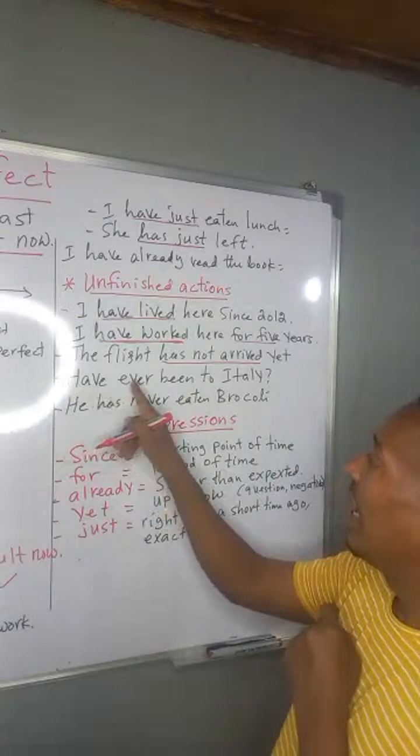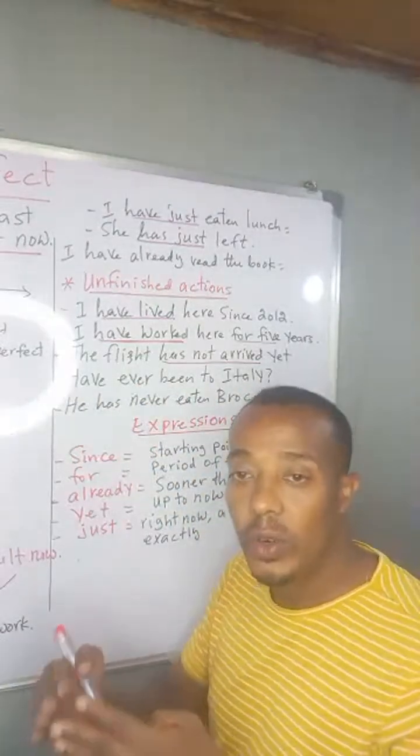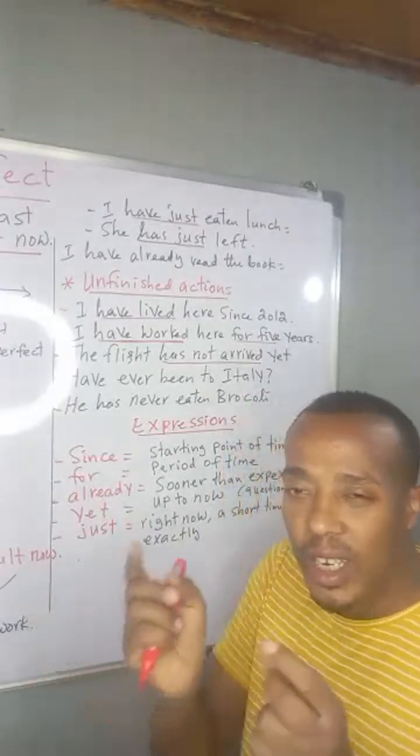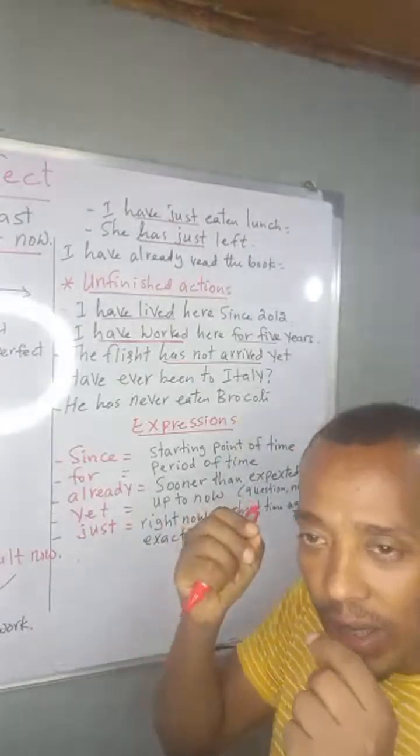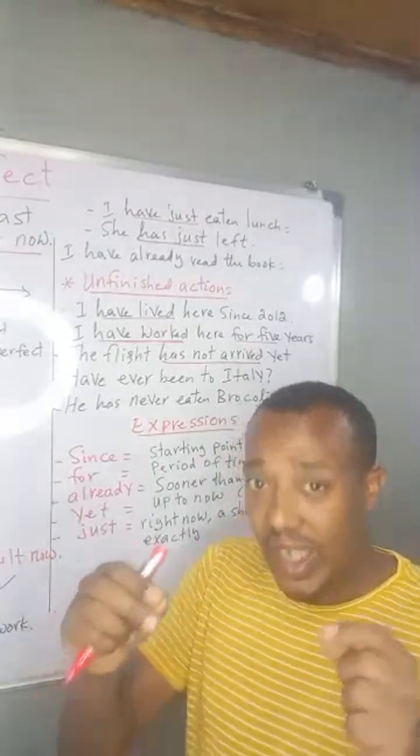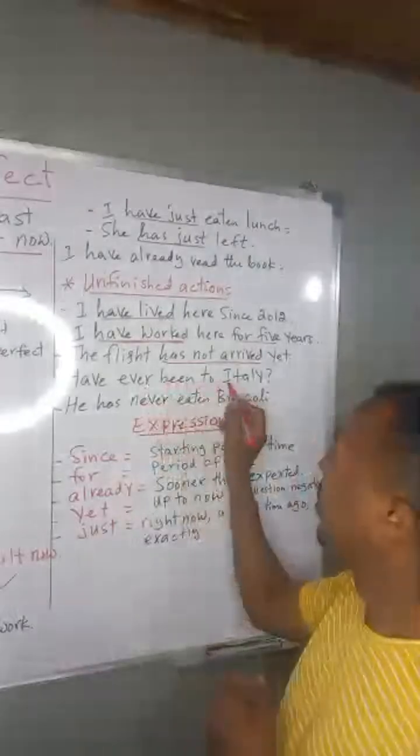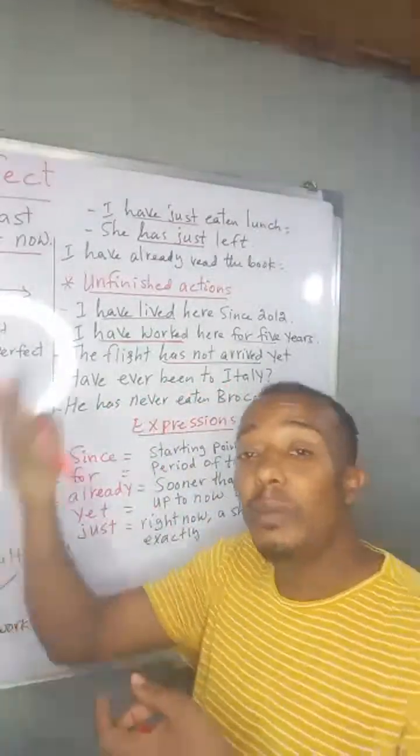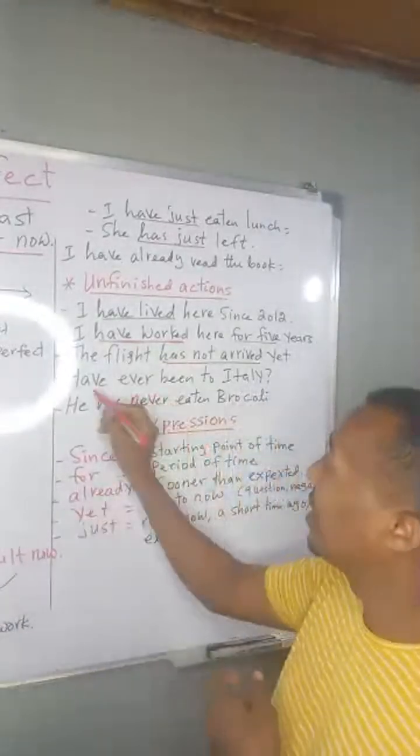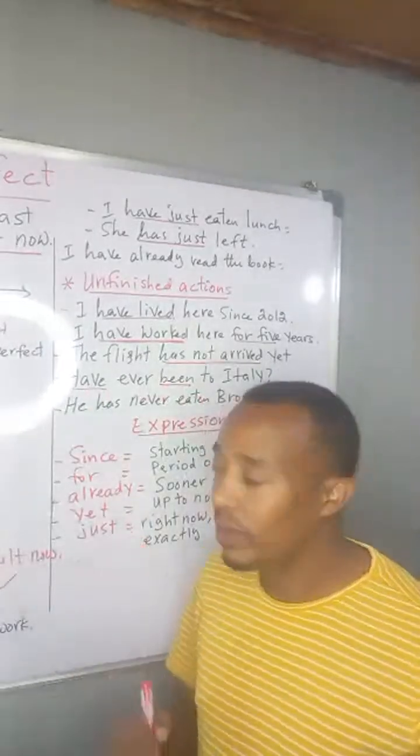Another example, have you ever been to Italy? Which means, did you go to Italy in your life? This one is throughout your life, starting from your birth time. So, have you ever, which means starting from your birth up to now, did you visit Italy? So, an action that started in the past and continues up to the present time.